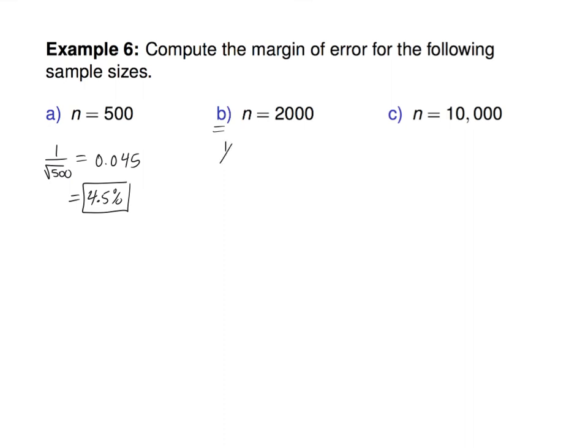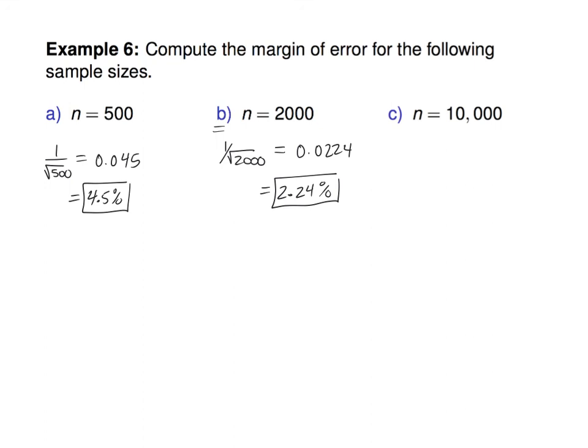So here we have 1 over root 2,000 is equal to about 0.0224 or 2.24%. And that 4-fold thing was definitely an estimate, but notice that what happened is I had to increase my sample size by 4, as in 4 times as much, to half the margin of error.